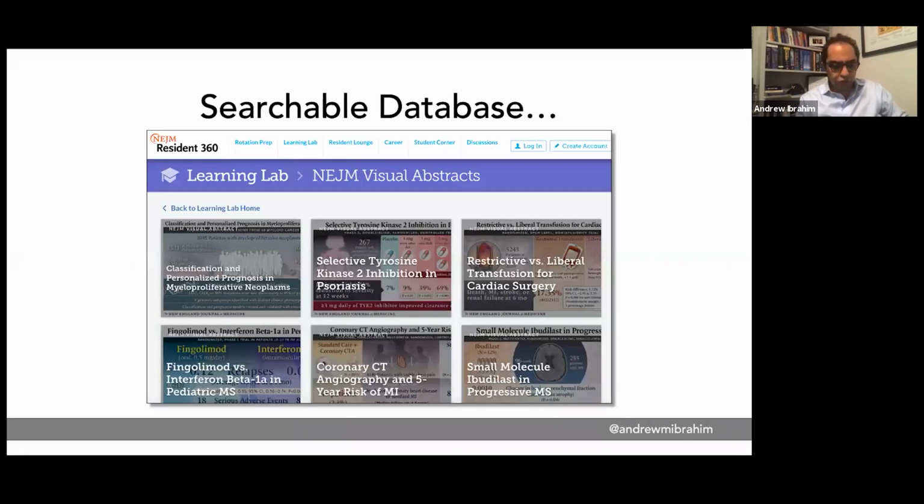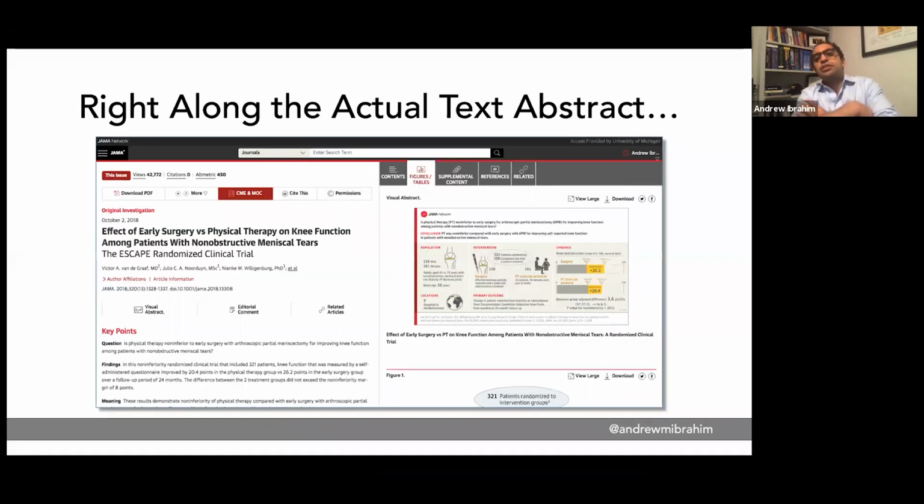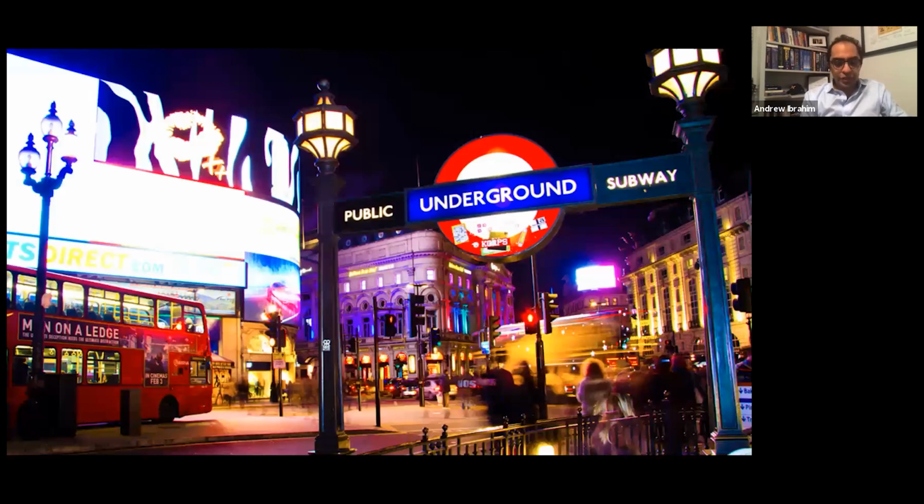New England Journal has gone so far as to make a database of all their visual abstracts. JAMA and the JAMA Network has actually integrated the visual abstract right into the article. So if a visual abstract exists for it, it'll have its own icon, and it'll be under the tables and figures. So really just integrated right into the work. So how did this come to be?